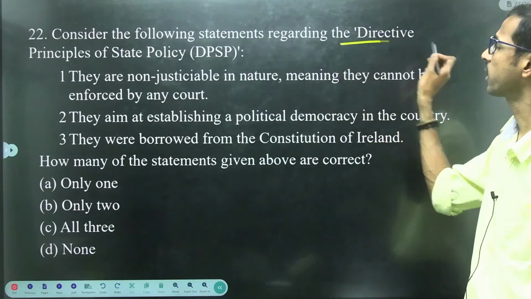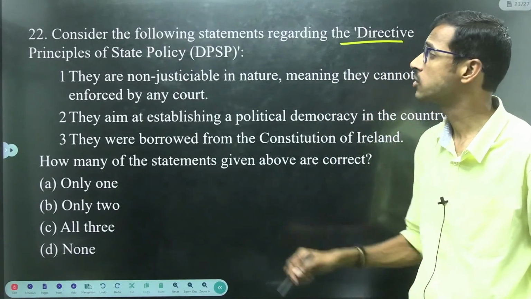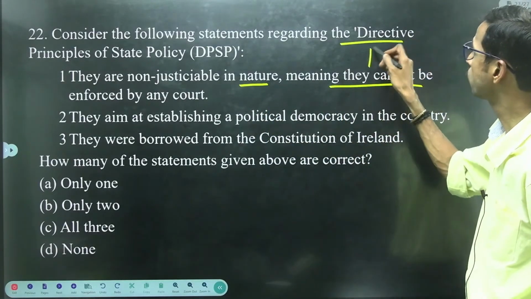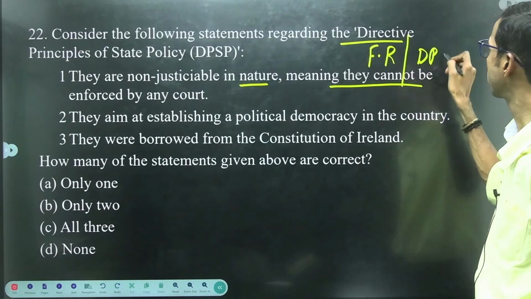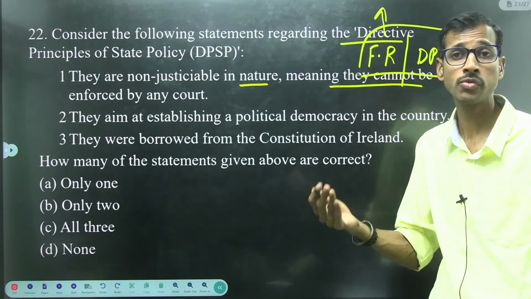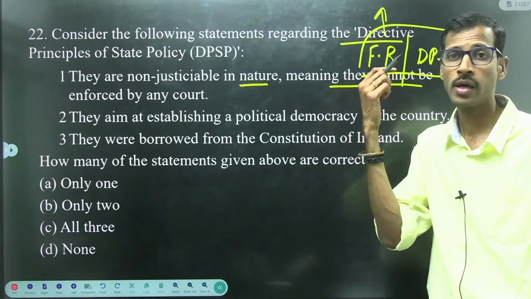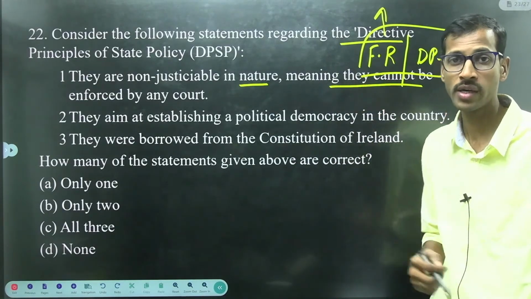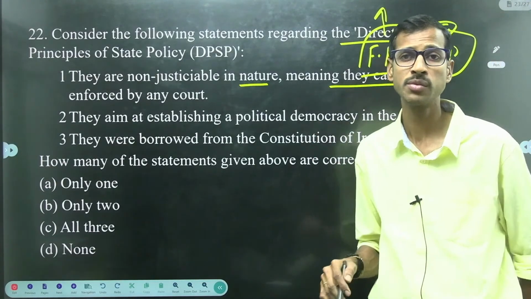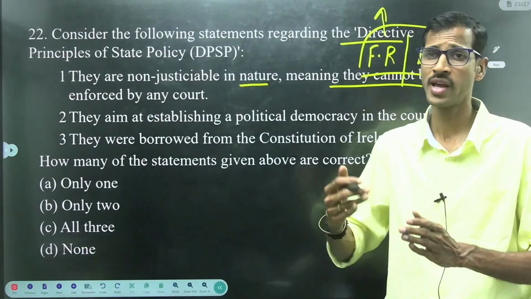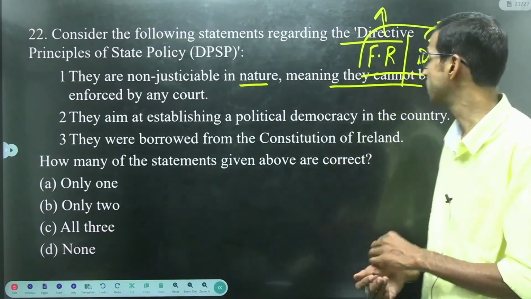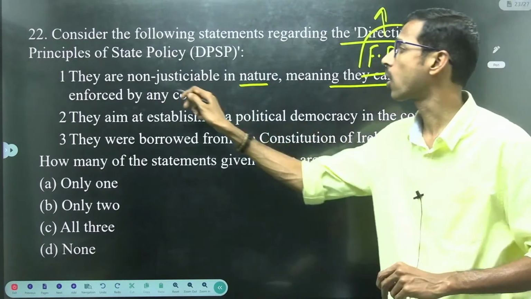Consider the following statements regarding the directive principles of state policy here. They are non-justiciable in nature, meaning they cannot be enforced by any court. If you see the fundamental rights and DPSPs, there are a lot of differences. Fundamental rights are enforceable. Why? Because whenever there is any violation of a fundamental right, we can directly go to the Supreme Court, right, against state actions. Likewise, DPSPs are not mandatory here. In DPSPs, the state has to follow certain principles to give socio-economic justice to the citizens, right? So they are not obligatory or justiciable in nature.